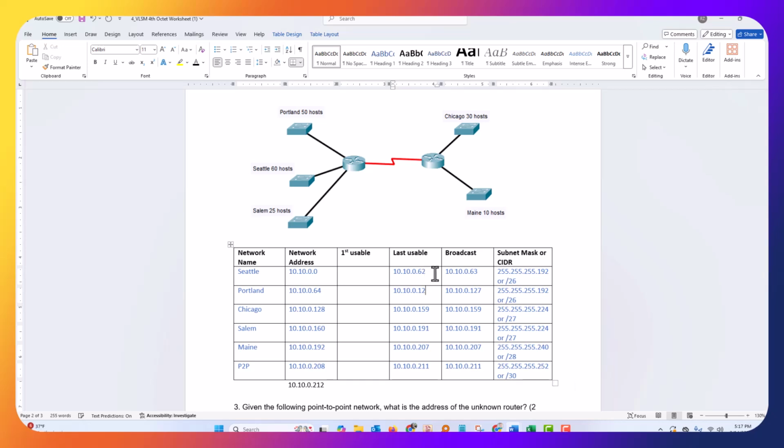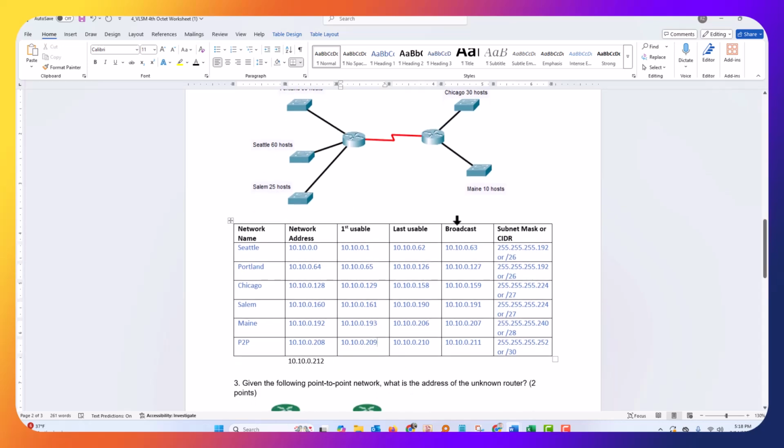Now that makes it really easy then to get the last usable by just subtracting 1 from each one: 62, 126, 158, 190, 206, and 210. It also makes it real easy for me to get the first usable addresses by just adding 1 to each one of these: 65, 129, 161, 193, and 209.